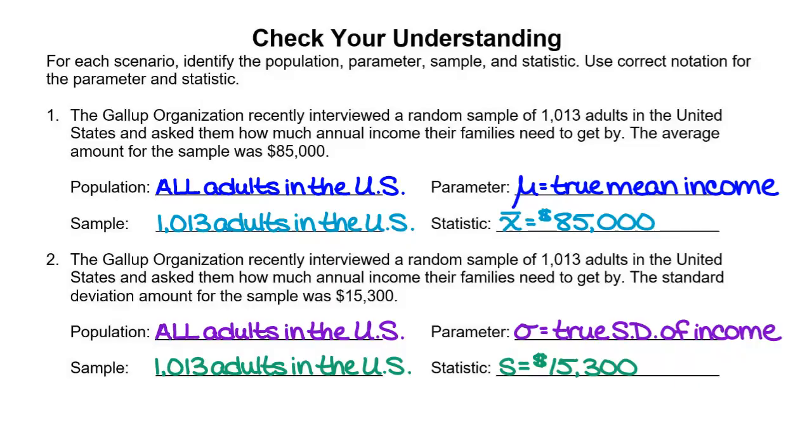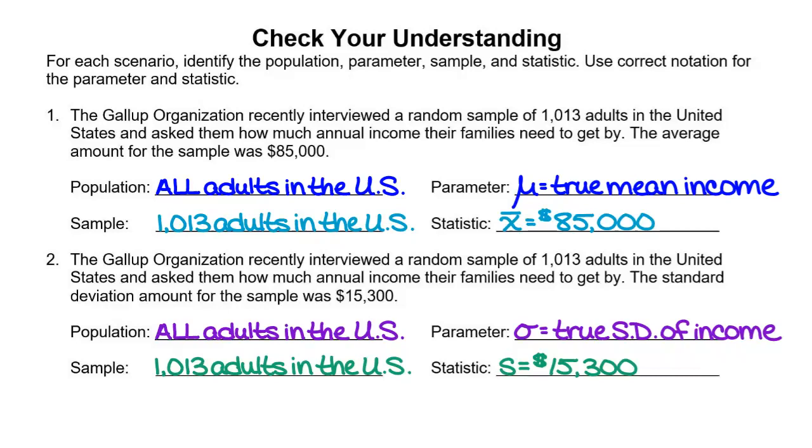Yes. So it's technically a lowercase, and I know it's hard to tell on there, but P with nothing over the top is the true population proportion. P hat is the sample proportion.